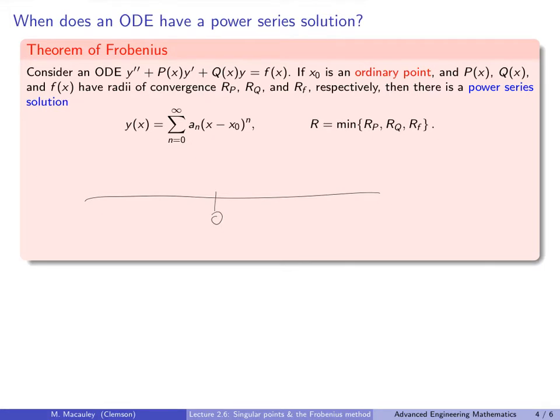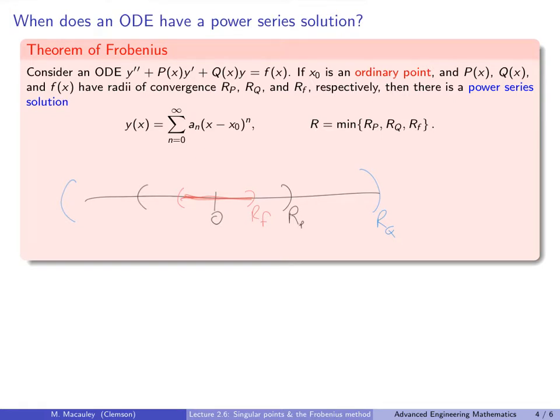It says, let's suppose that p of x is a power series. It doesn't have to be defined everywhere. Let's suppose that p of x is defined in here. So this is rp. Let's suppose that q of x maybe is defined in this range. So this is rq. And suppose that f is defined in this range, rf. This result says that there will be a power series solution, but it's only going to be defined in this smallest interval. Now, if f breaks down outside of here, we can't expect that our solution exists outside of here either. So that's all this is saying.